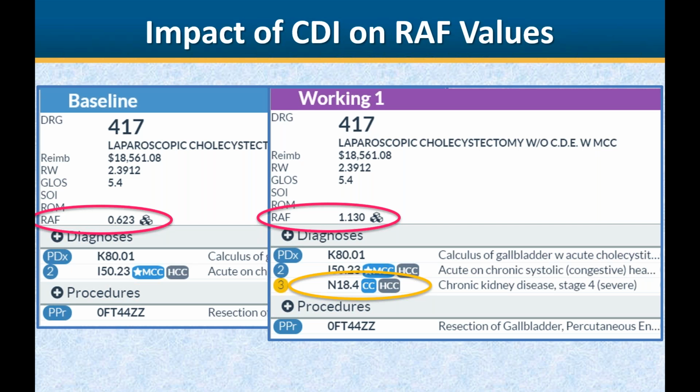But look what happens when we add the chronic kidney disease. You queried for that. The doctor answered, and now you know that there is stage 4 kidney disease. That moves the needle on the RAF score. Severity of illness and risk of mortality tend to do the same thing, where there's a lot of things that can move the needle on the severity of illness that didn't change the reimbursement.